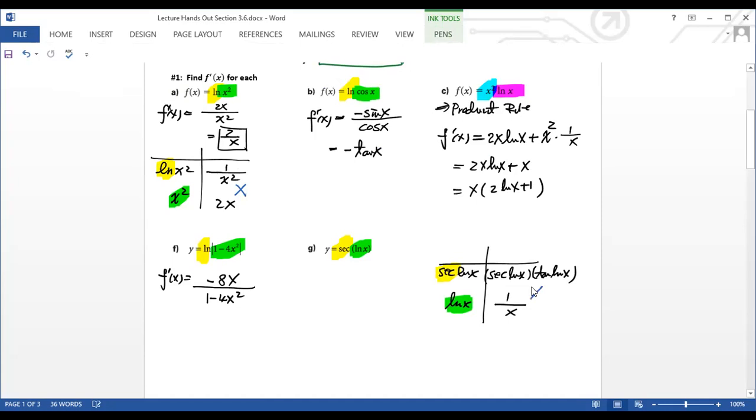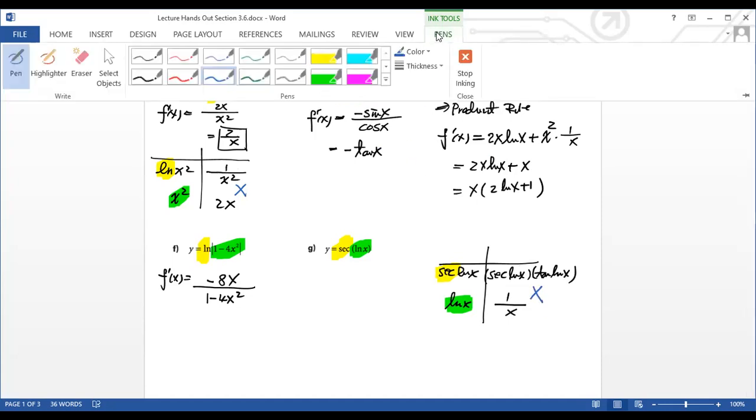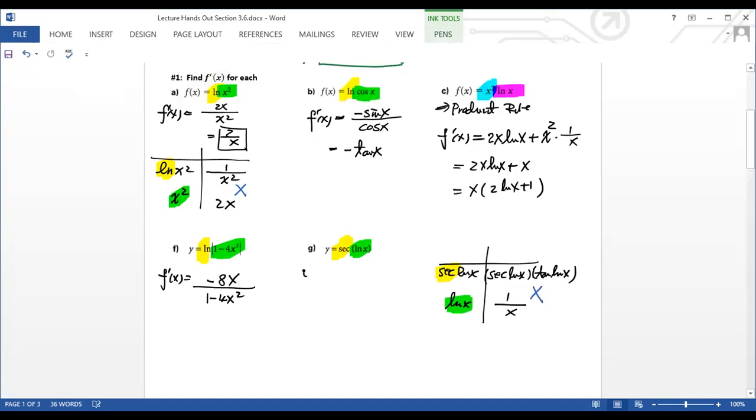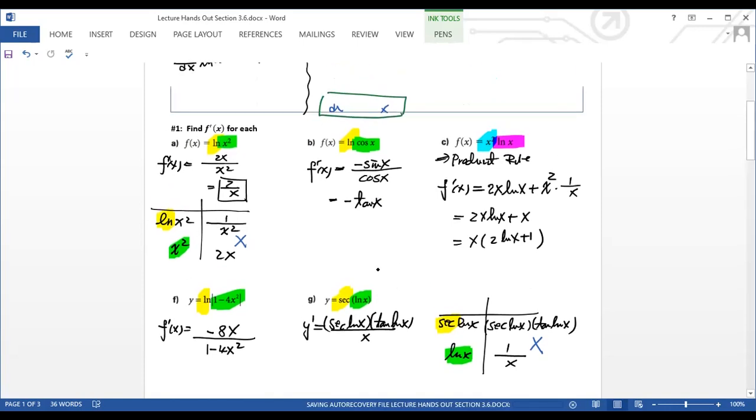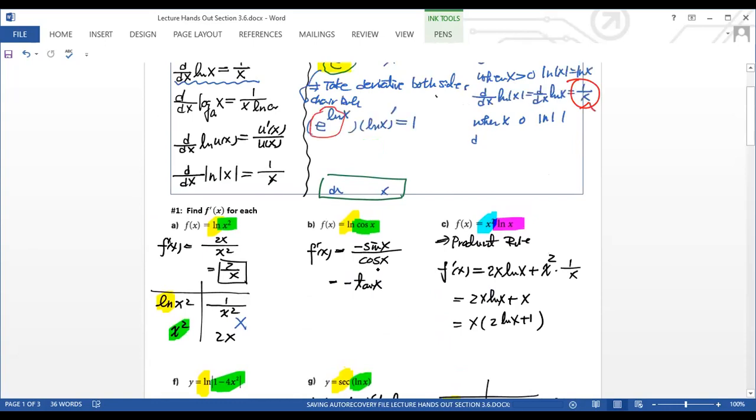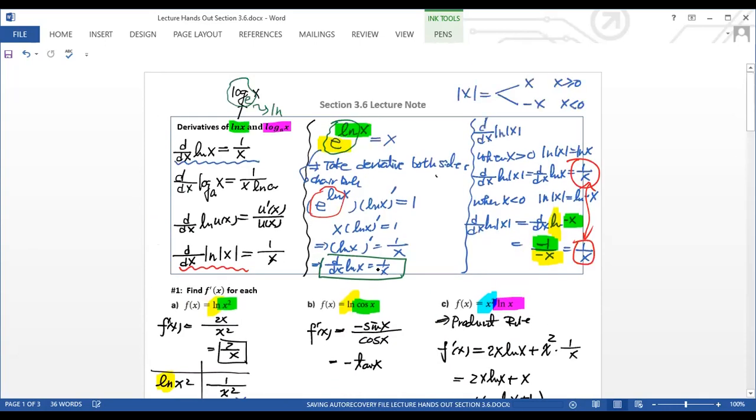Then you need to multiply these two together. So what do you have here? You will have y prime is equal to what? You have the 1 over x here. You have the secant natural log x times tangent natural log x here. All right, and that's it. So the natural log, just like the exponential, is kind of pretty handy, right? The formula is good, just 1 over x.